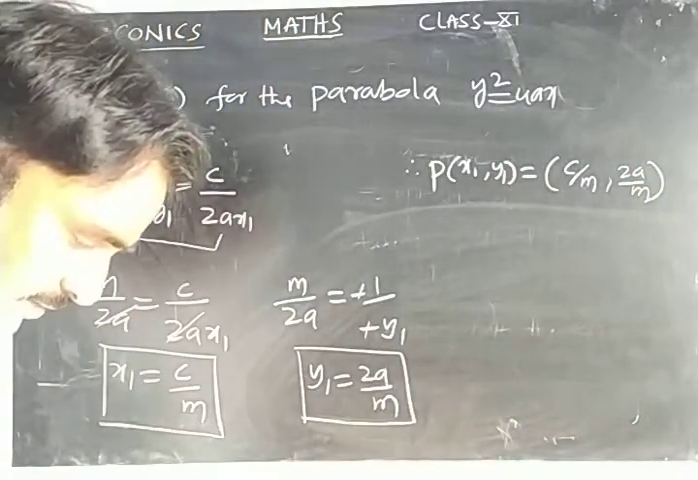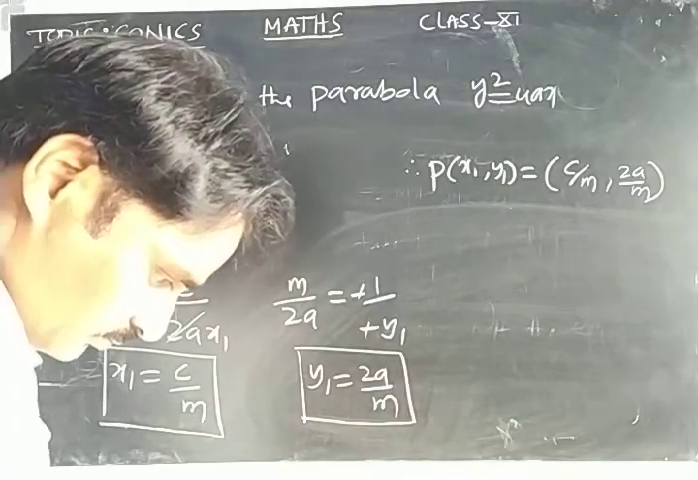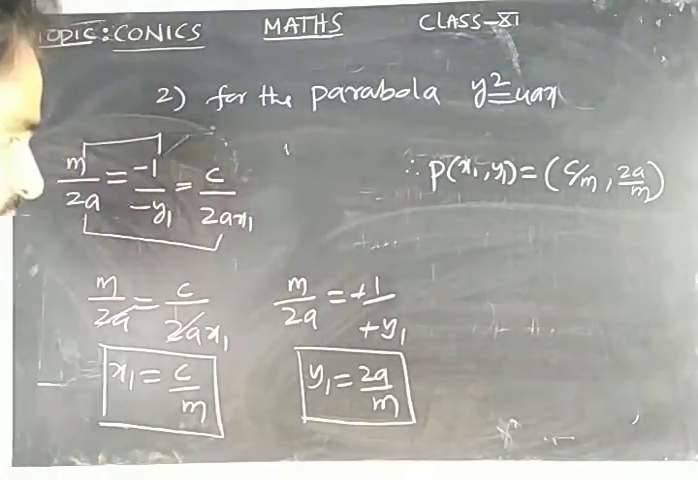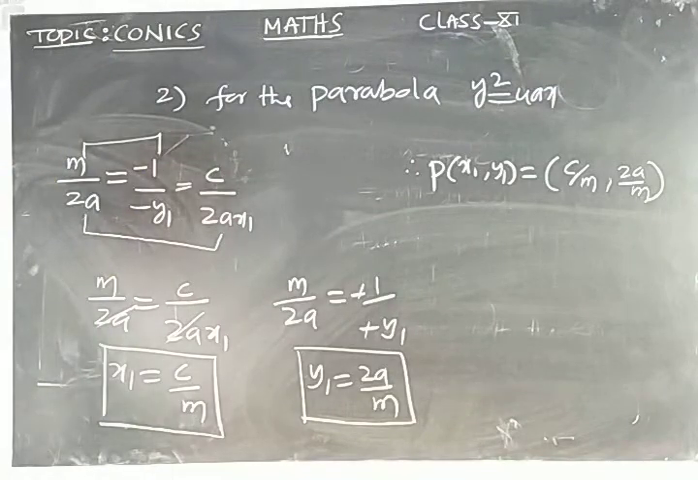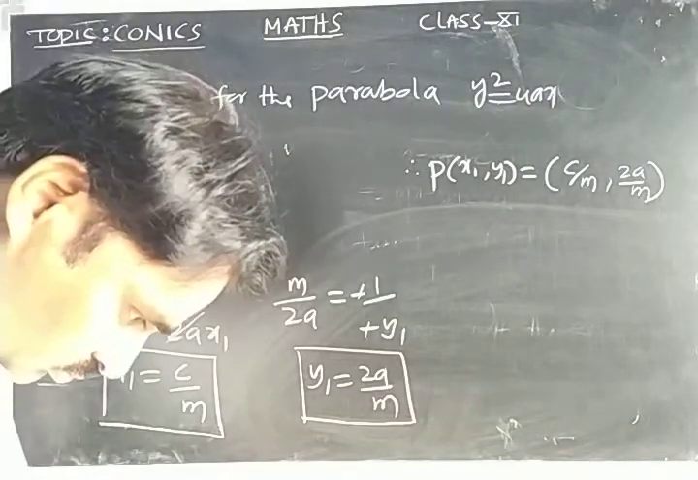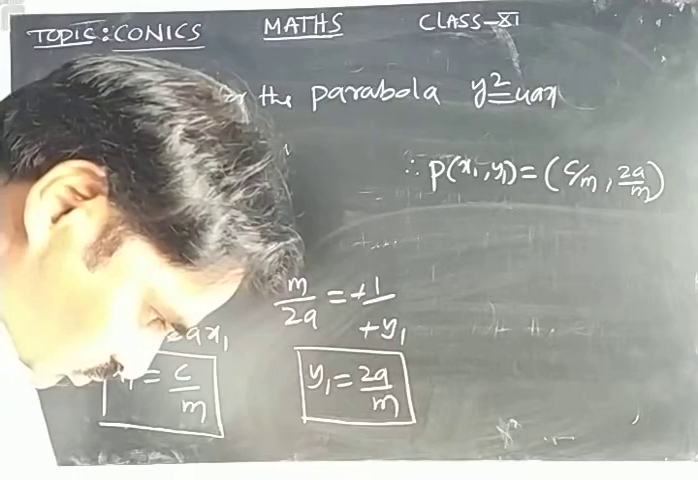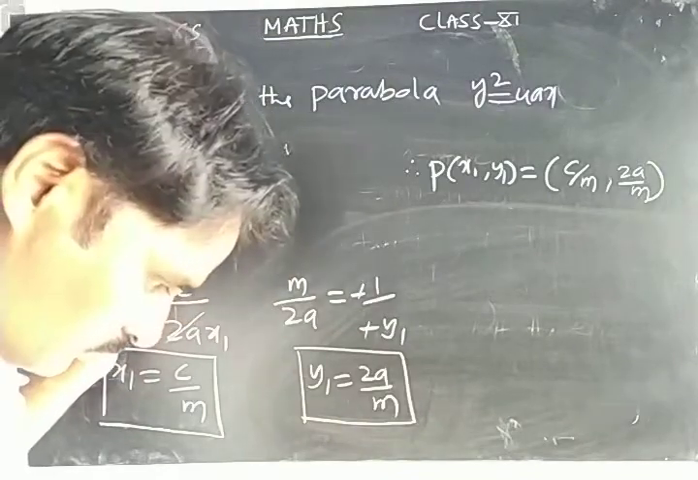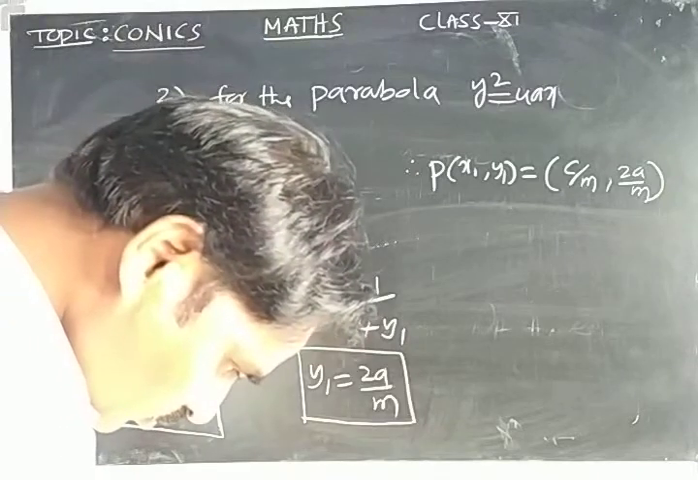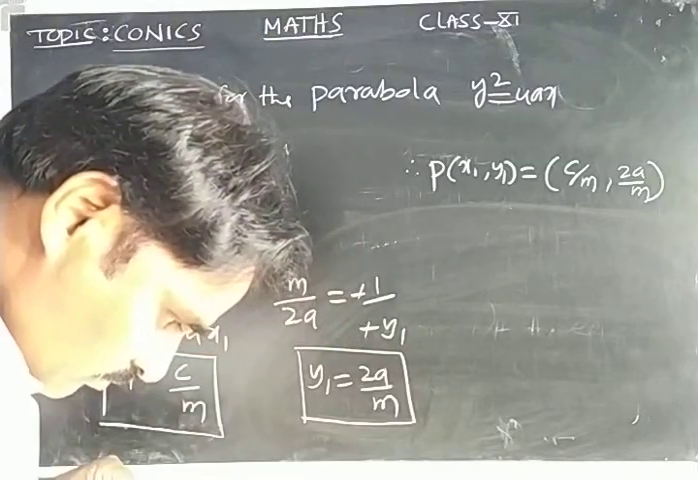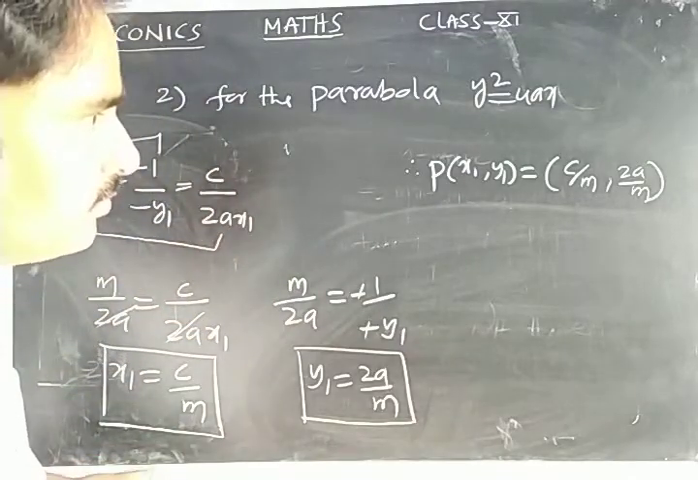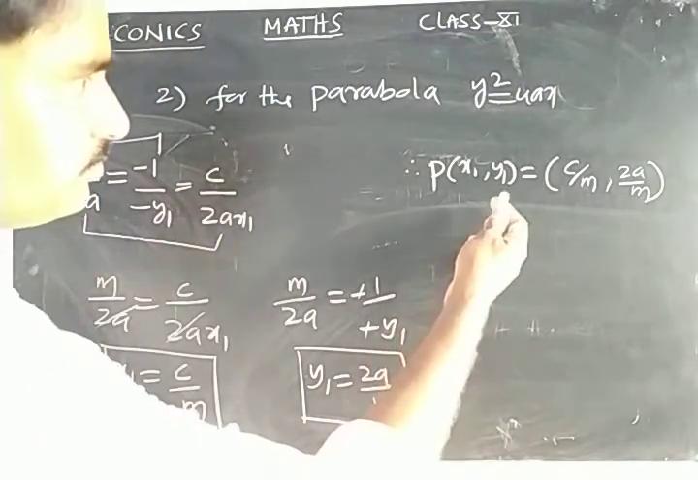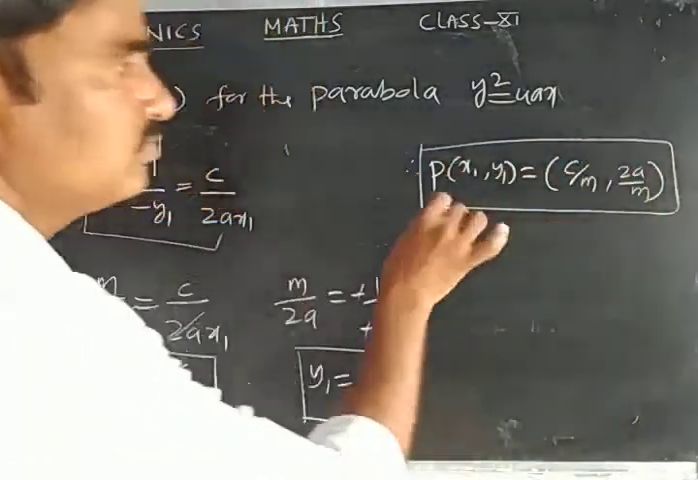These are the point of tangency, the point of contact, c by m, 2a by m. Right. Now this is the point of contact. I got the point of contact.